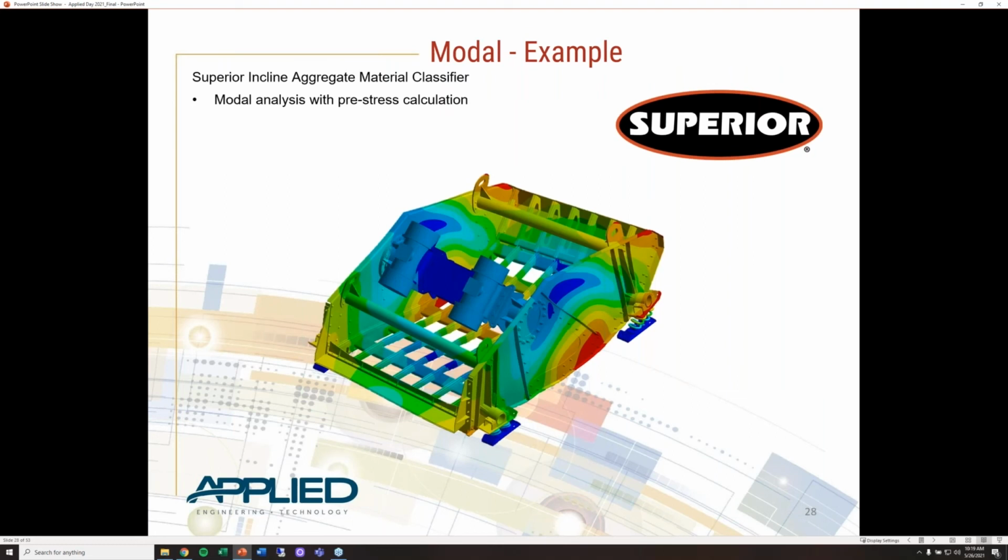This is a Superior brand incline aggregate material classifier. This machine has two motors that excite this screen, and then we would run aggregate material across this to separate it into different constituent sizes. And so being a piece of vibrational equipment, we want to make sure that we're not running this machine near any of its resonant frequencies, and so we can predict those with modal analysis. This was actually a modal analysis done with a pre-stress calculation before that, so a fairly complicated type of analysis.